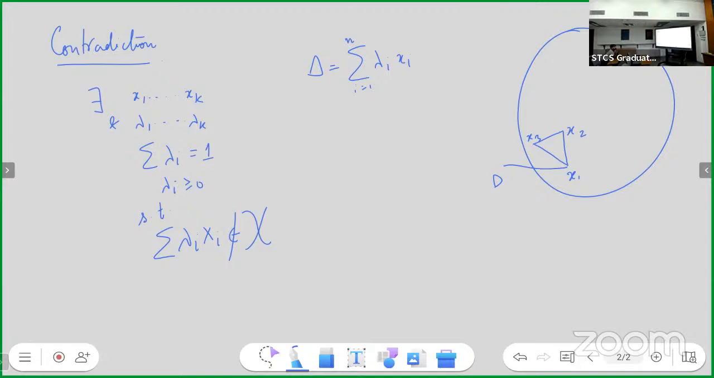So now let's do the brutal way. The brutal way is just to do induction. I don't like it because it doesn't work for me. But let's do it.